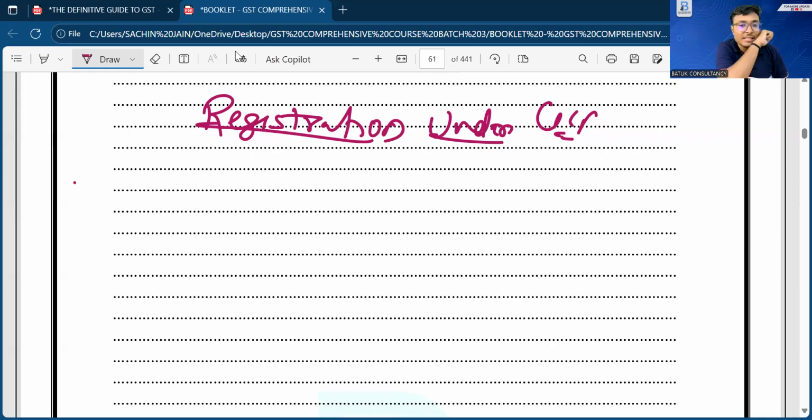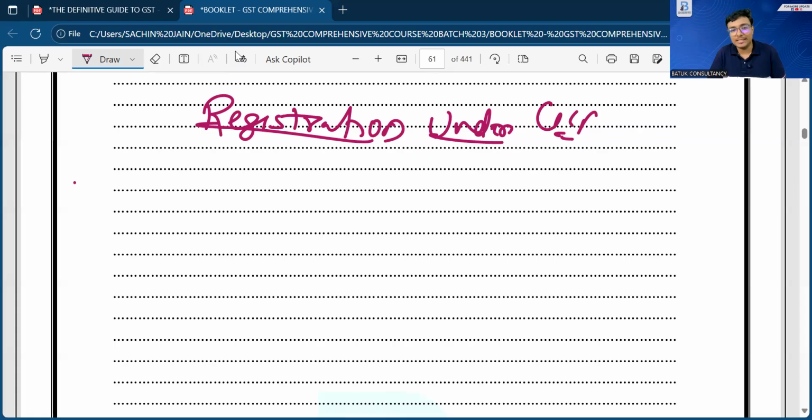Now there may be chances that you are making an interstate supply, that means out of Rajasthan, out of your state. In such a situation you have to take the GST registration, that is in case of interstate supply. If you are a casual taxable person or a non-resident taxable person, then also you need to take the GST registration. We'll discuss the concepts of casual taxable person and non-resident taxable person as well.